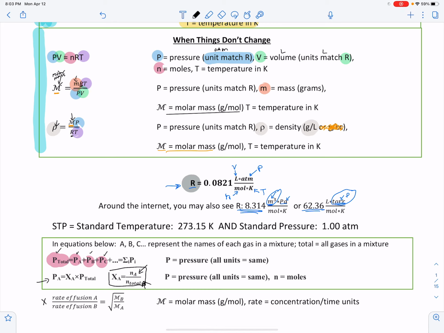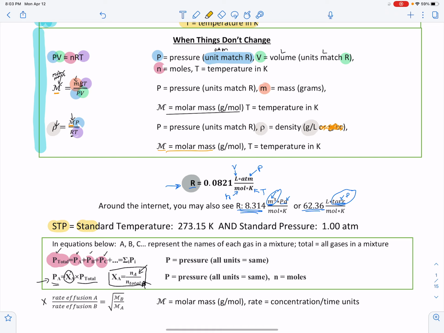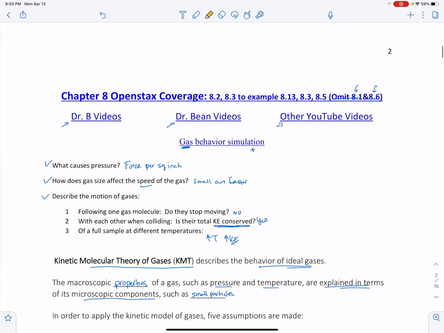Over here, also don't forget that if you know the mole fraction of something, you can multiply it times the total pressure, and you can get A. Do not forget, STP for gases is standard temperature, it's this value, and standard pressure is this value. And in big letters, write R for yourself out with the units.